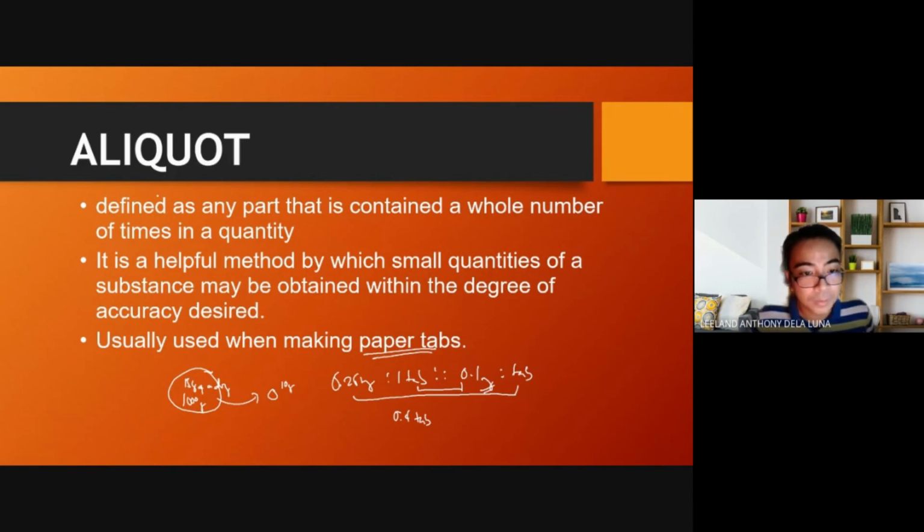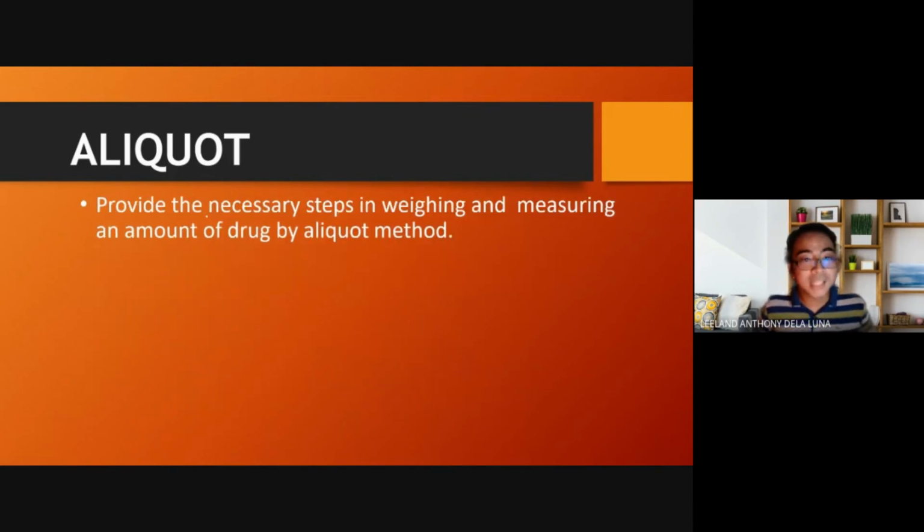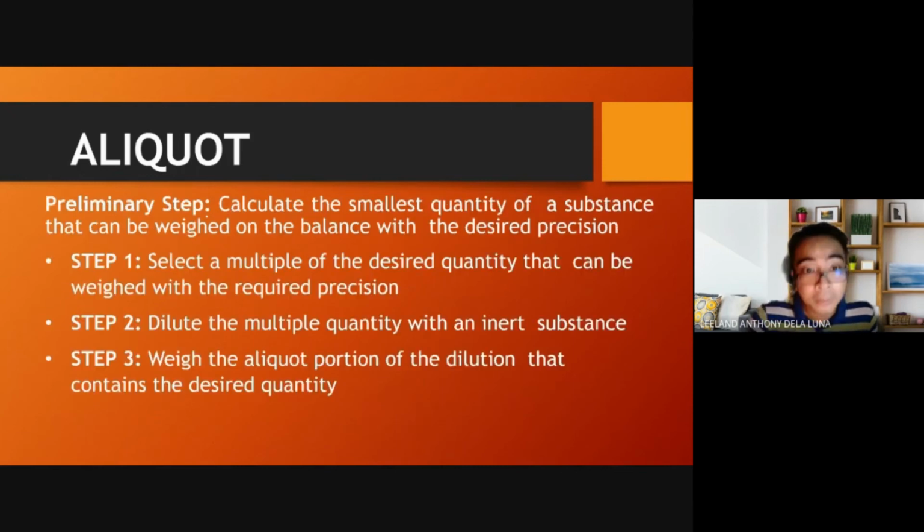Okay. So class, it provides the necessary steps in weighing and measuring an amount of drug by Aliquot method. So these are some of the steps, class, na gagawin natin. So it's a step-by-step process. So preliminary, class, usually calculate the smallest quantity of a substance that can be weighed on a balance or with the desired precision. Or class, alamin mo lang kung gaano kalaki mo ba gustong palakihin yung weight ng inyong tablet. Alright?